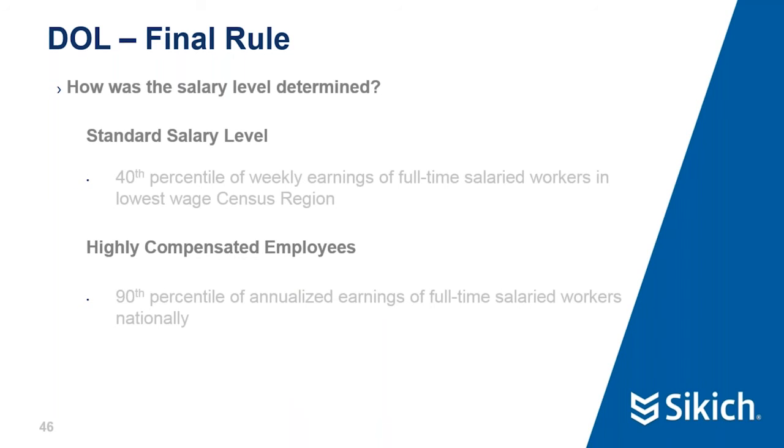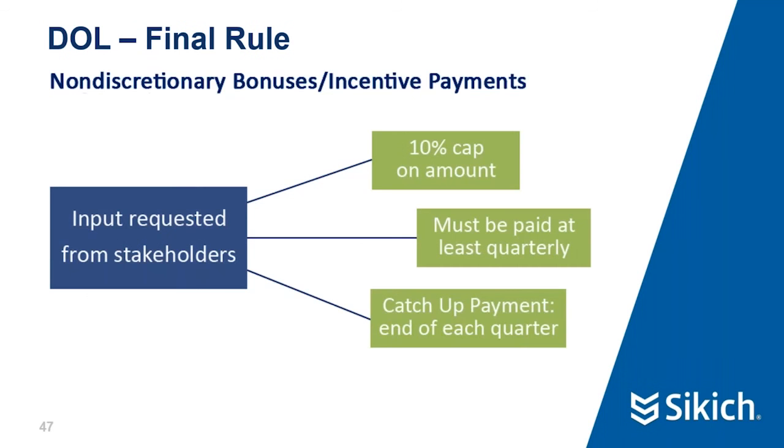And how was the salary level determined is what most people are asking, because that jump was so huge. The standard salary level was based on the 40th percentile of the weekly earnings of full-time salaried workers in the lowest wage census region. And the highly compensated employee level was the 90th percentile of the annualized earnings of full-time salaried workers nationally.